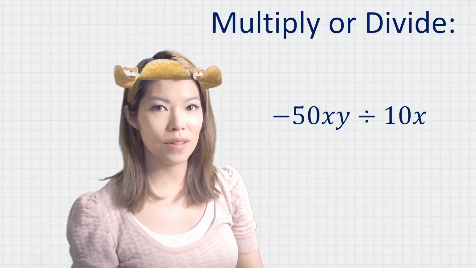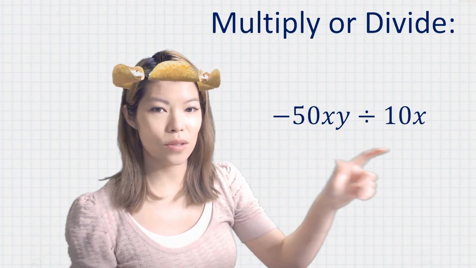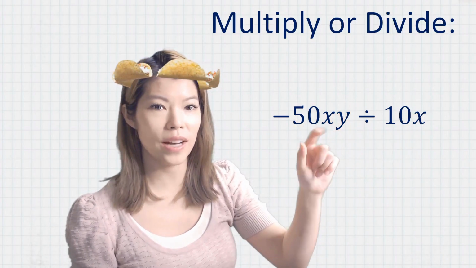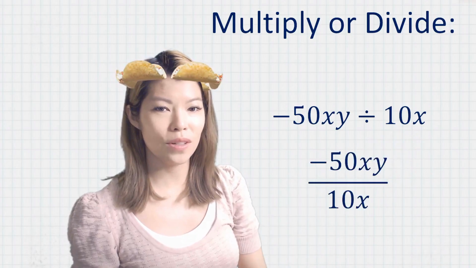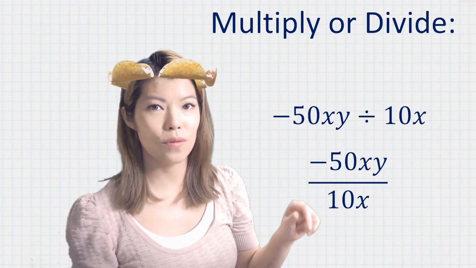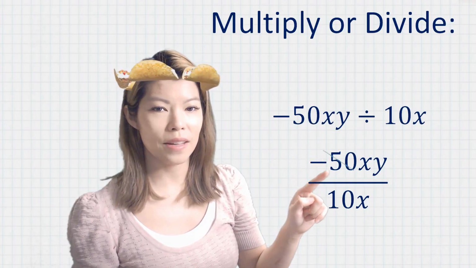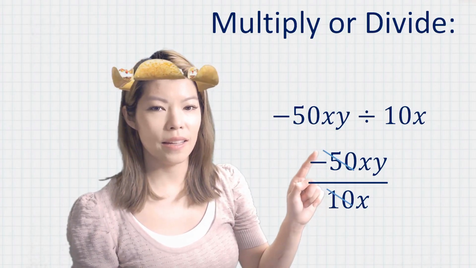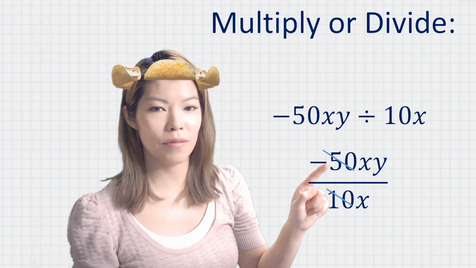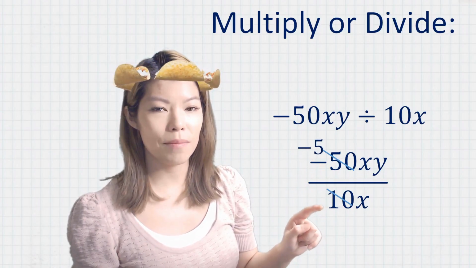What about when we have divisions like this? This is the same as writing a fraction where this is the numerator and that is the denominator. So we can do that. So then we look for common factors. We can see they're both divisible by 10. So we cancel out the negative 50 and the 10. And then we divide both of them by 10. So negative 50 becomes negative 5 and the 10 becomes 1.